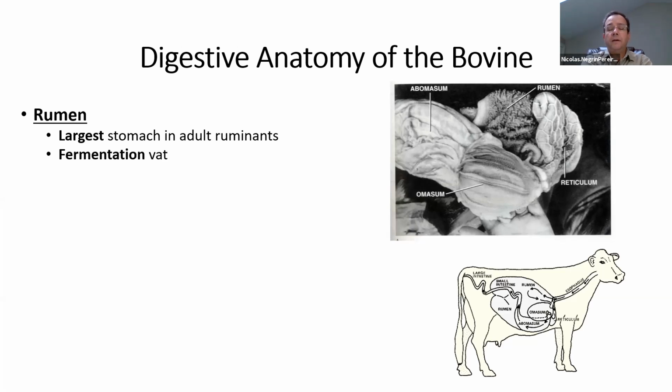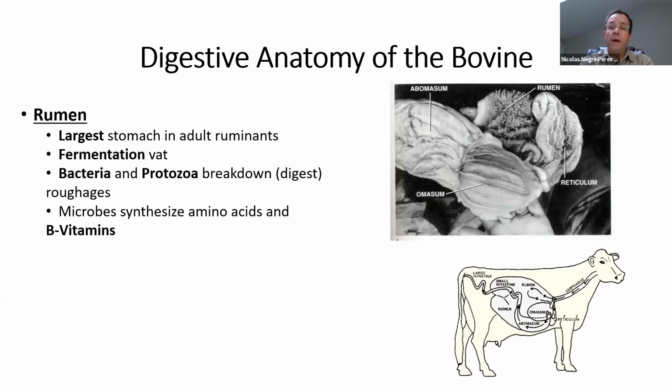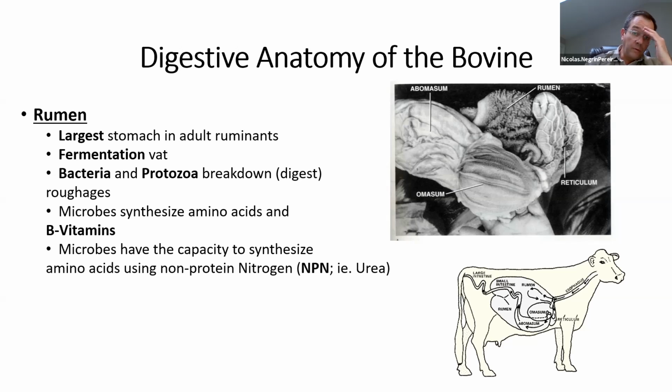It is, as we said, a fermentation vat where we will find the bacteria and the protozoa breaking down the roughages for digestion. And one not small detail here, remember when we talked about the B complex vitamins, we said that normally in cattle, we only need to provide cobalt and not cobalamin, which is the actual B12 vitamin, because the microbes are able to synthesize vitamin B. So the rumen is the site where the complex of vitamins will be synthesized and produced by the microbes.